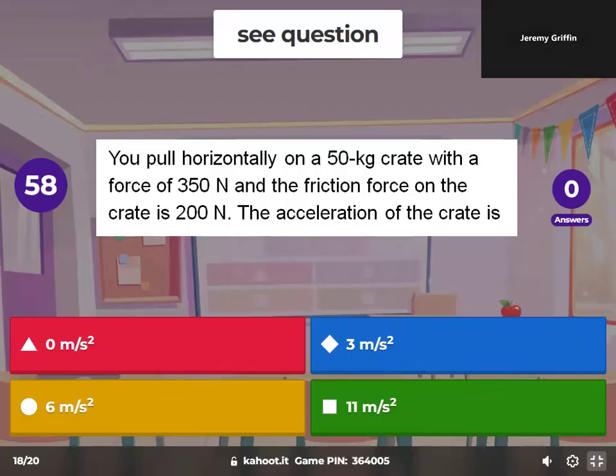You pull horizontally on a 50 kilogram crate with a 350 Newton force, and the friction force is 200 newtons. What's the acceleration of the crate? Write this one down.